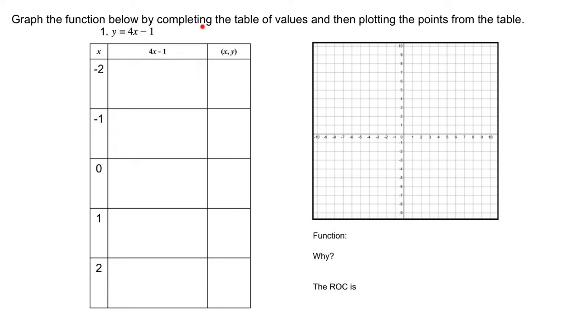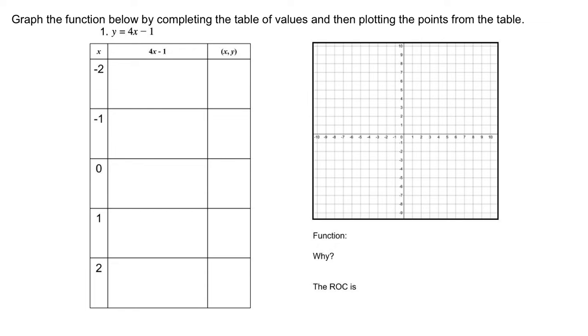Graph the function below by completing the table of values, then plotting the points from the table. So we have this equation, y equals 4x minus 1. We're going to see what values we get here by plugging those in. So we're given x values. We're going to evaluate the expression here and solve for y. We're going to talk about what type of function this is and why, and we're going to find the rate of change using the table like we did in the last unit.